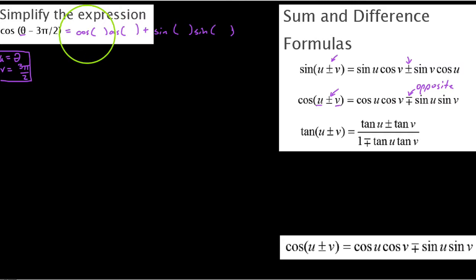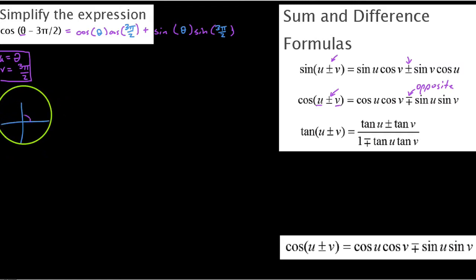We're going to use this to simplify this expression here. So in this particular instance, we said our u was this theta here, and our v is 3 pi halves. Then we have another theta and another 3 pi halves. And so simplifying this, cosine theta is just cosine theta, but in terms of what is cosine of 3 pi halves, we can visualize this here.